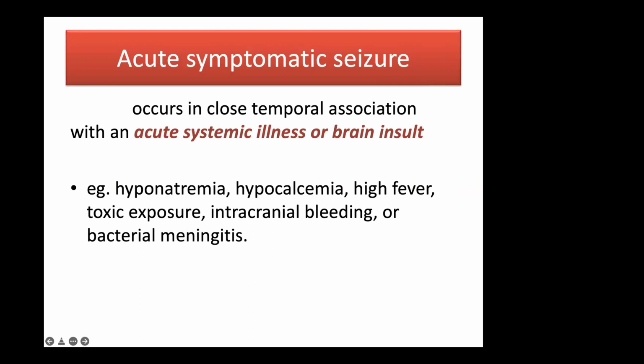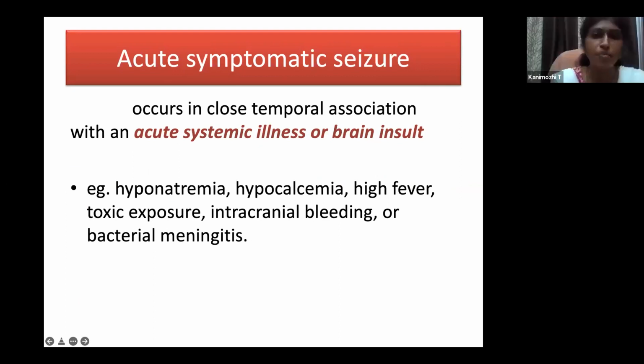Like acute symptomatic seizure occurs secondary to some systemic problem or a brain insult, like hyponatremia, hypocalcemia, a fever induced like a meningitis, a toxin exposure, or an intracranial bleeding.